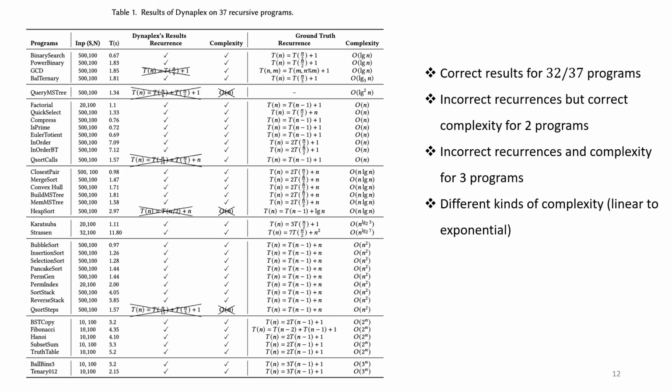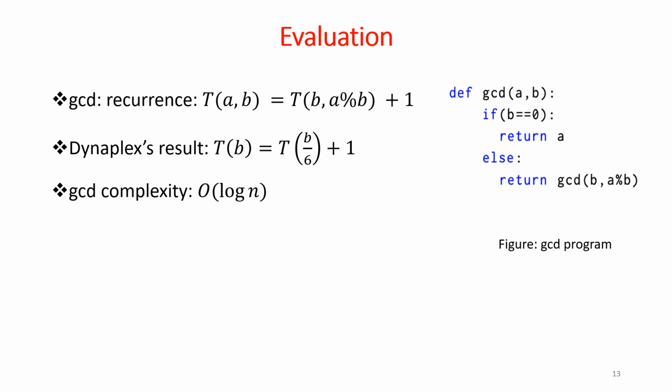As shown on the previous slide, Dynaplex computed an incorrect recurrence for the GCD program. However, it computed the correct complexity. On this slide, we can see an implementation of GCD, which is the greatest common divisor program. And as we can see on the recursive call, the size of input is neither divided nor subtracted by a constant. However, they use a modulus operation.